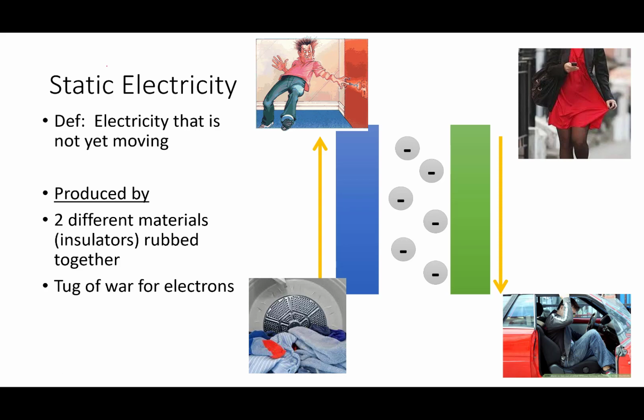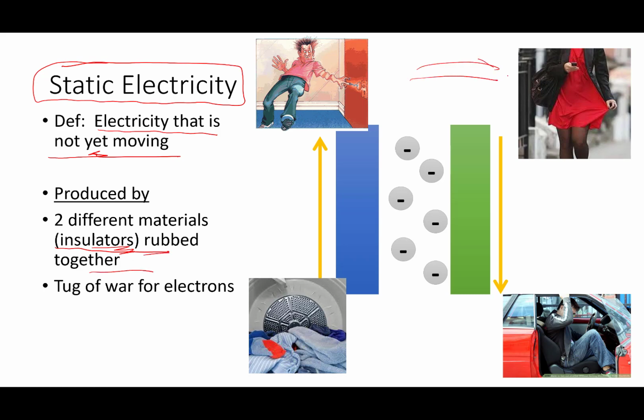Hi folks, this time we are going to talk a little bit about static electricity. Now remember, static electricity is electricity that is not yet moving. This is the electricity that is produced when you have two insulators, non-metallic things, that are rubbed together. I know you've experienced this in life.